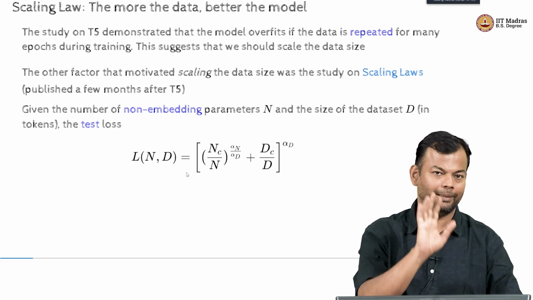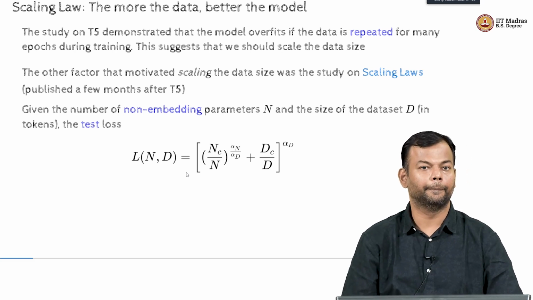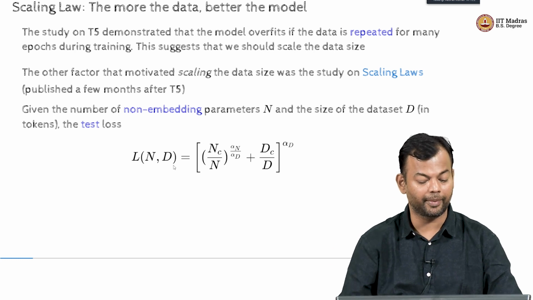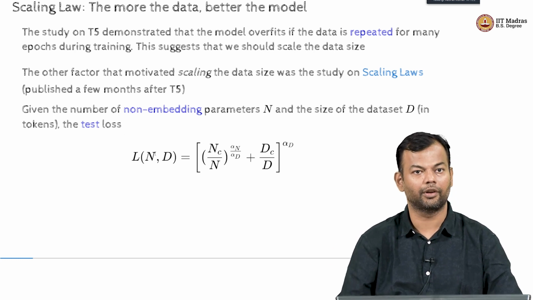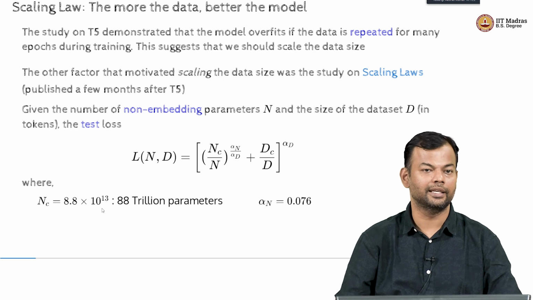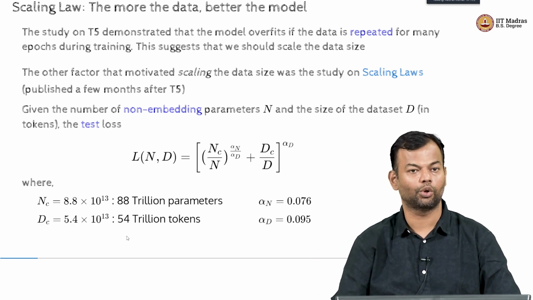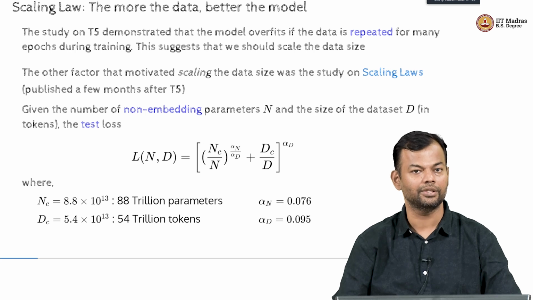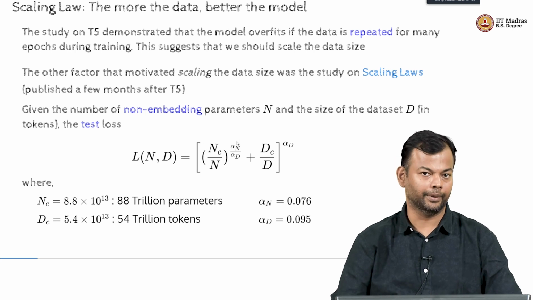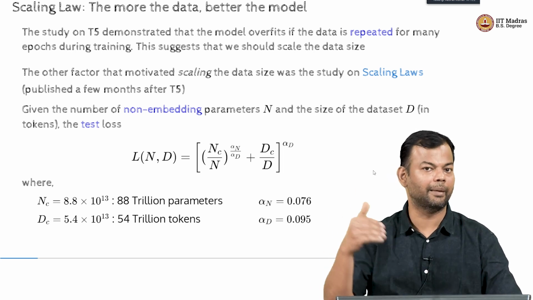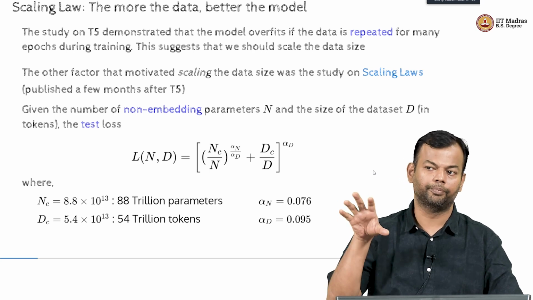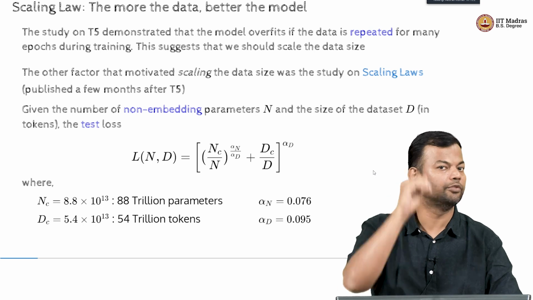I'll break down this formula for you. The loss is a function of the number of parameters. This is the test loss. It's a function of the number of parameters in the model and the data size. N_c is a constant that they have chosen, which is 88 trillion parameters, sort of an upper bound you can think of, and D_c is also a constant which they have chosen, which is 54 trillion tokens, and alpha_D is another constant they have arrived at. All these numbers they arrived at through empirical experiments, and I wouldn't say proved, but demonstrated in the paper that this formula works.